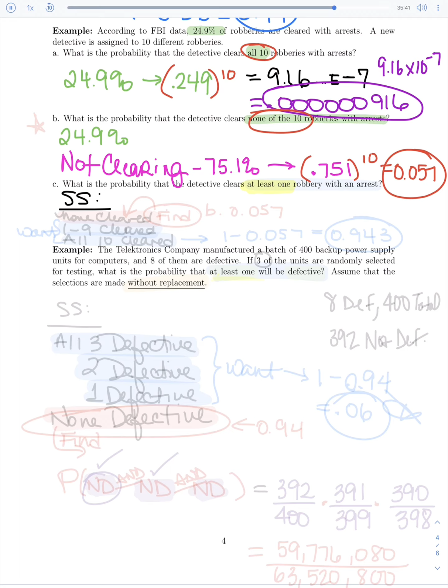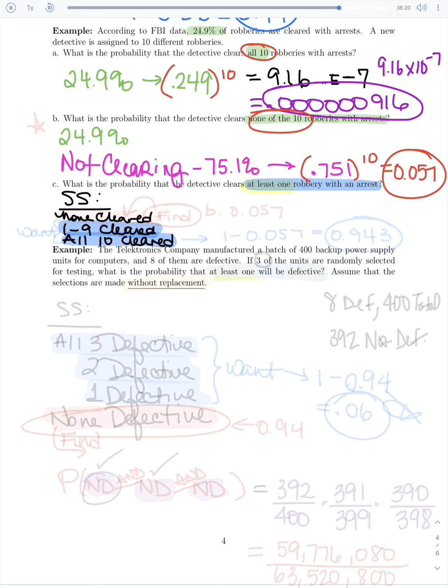Well, we're talking about clearing with an arrest, so it could be that none cleared with an arrest. We're talking about up to 10. It could be 1 through 9 were cleared with arrest. And it could be all 10 were cleared. I overly simplified this just to make my life a little bit easier when I listed out the sample space. In this particular one, though, I want that at least one was cleared with an arrest. So either 1 through 9 was cleared or even all 10 were cleared.